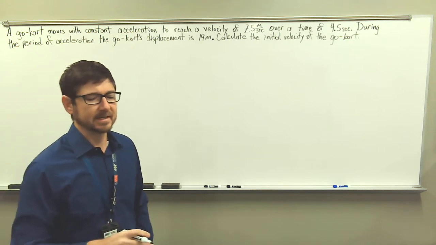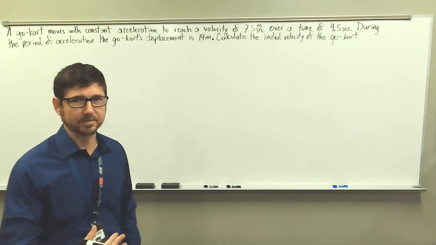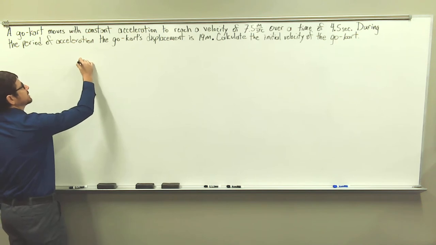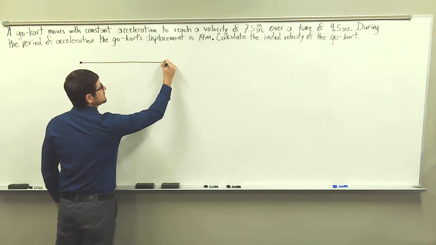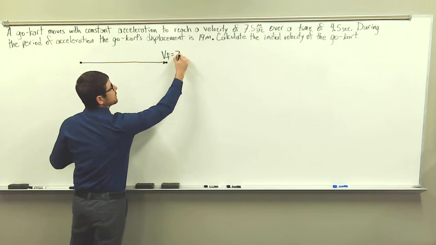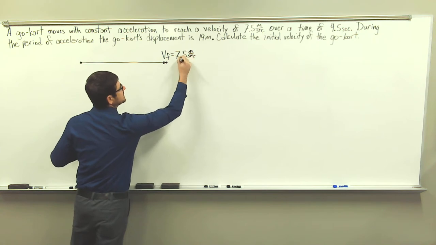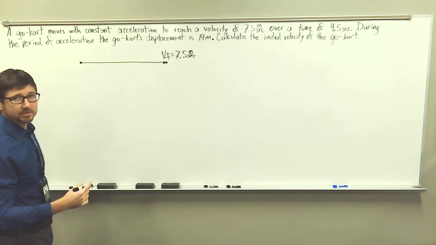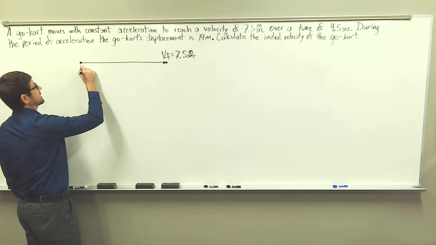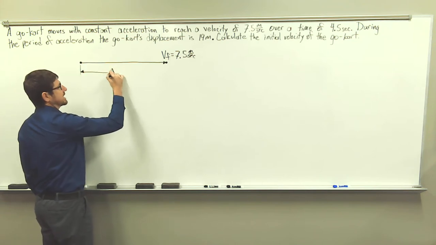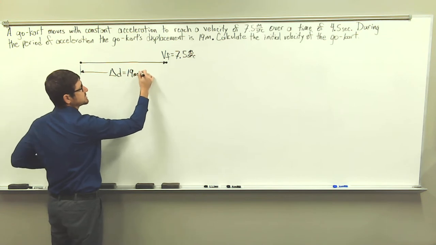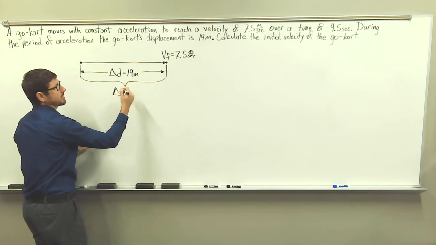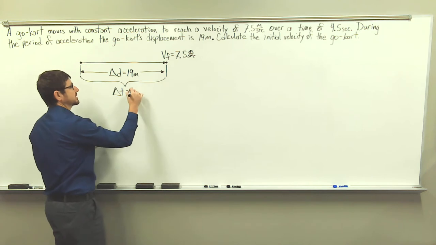So what let's do first is draw a simple picture and label the picture. So what we have is a final velocity of 7.5 meters per second. The time interval is 4.5 seconds and the go-kart's displacement is 19 meters. So let's go ahead and provide a dimension. So change in the go-kart's displacement, 19 meters. The time interval, identified by delta t, is 4.5 seconds.